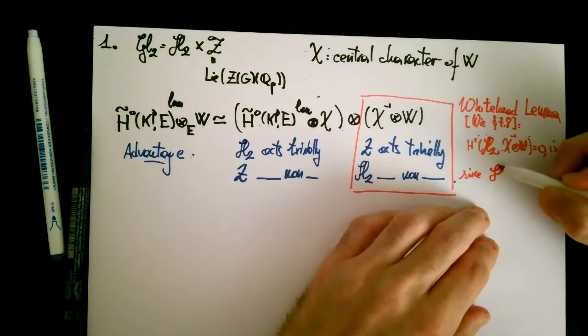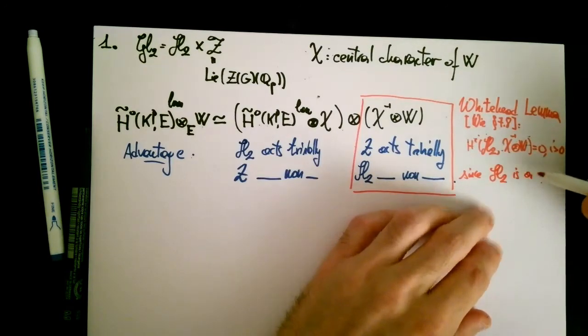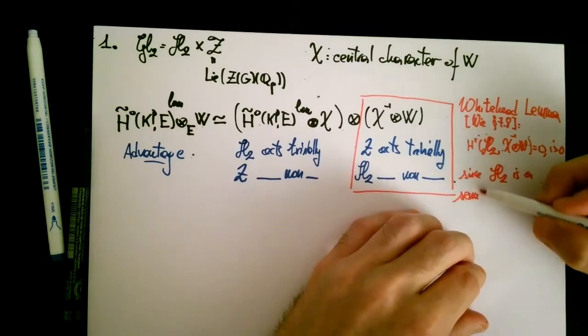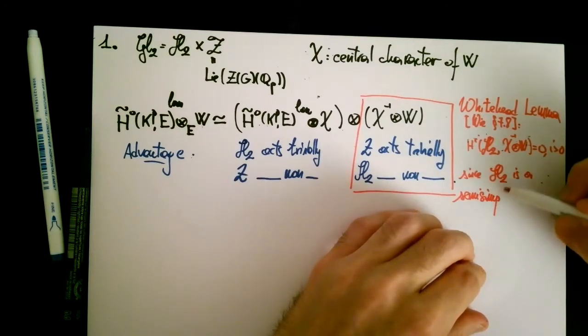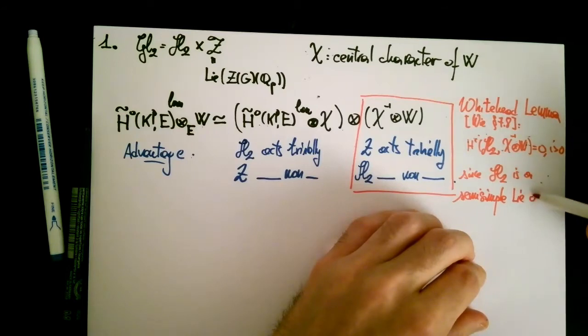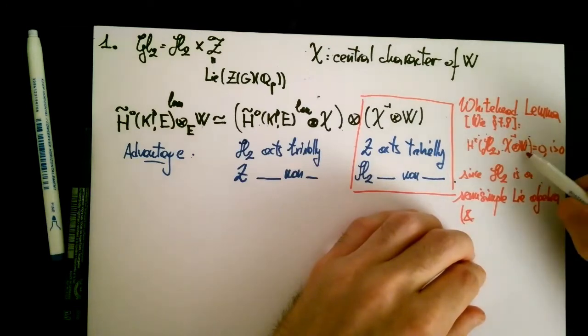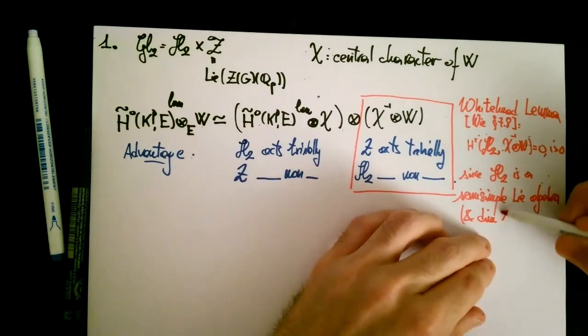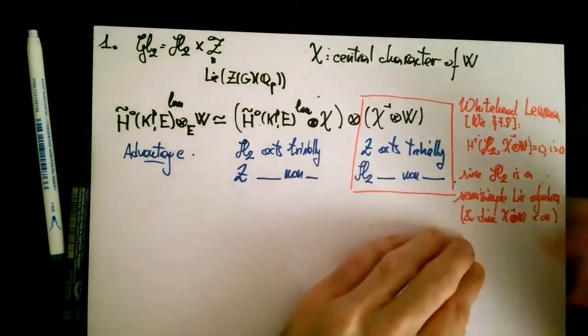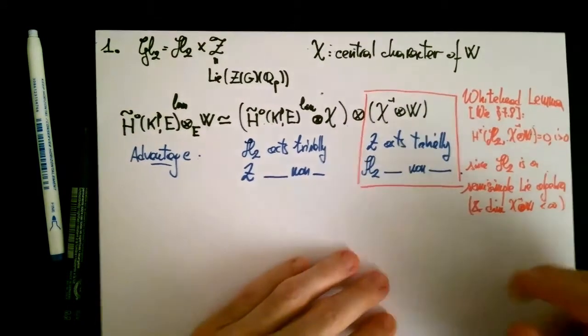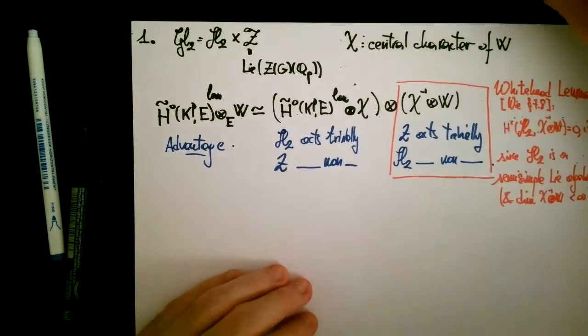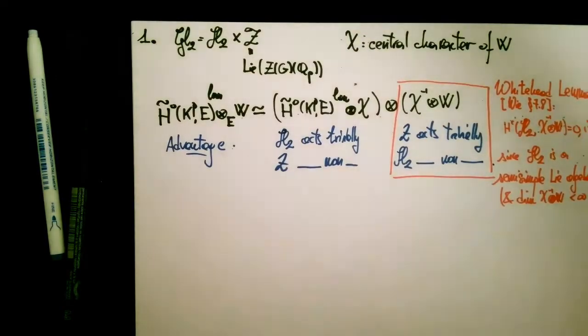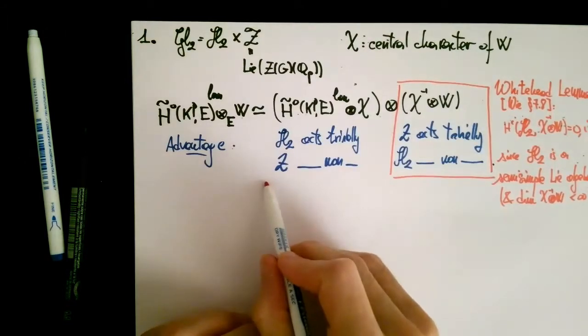Since SL2 is a semi-simple Lie algebra. And of course, this is a finite dimensional vector space. The dimension of chi^-1 times W is finite. Okay, so we keep this part. Now we have to deal with this part, which is less immediate. So in order to deal with this part, we need the following lemma.